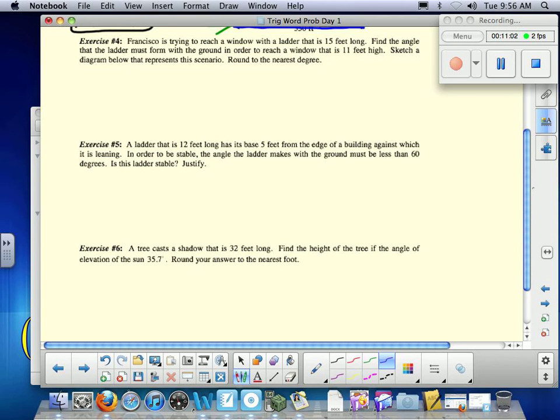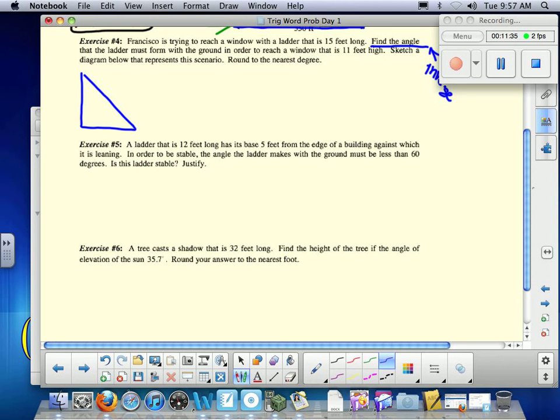Number 4, Francisco is trying to reach a window with a ladder that is 15 feet long. Is the window 15 feet long or is the ladder 15 feet long? The ladder, good. Find the angle, inverse again, very nice, that the ladder must form with the ground in order to reach a window that is 11 feet high. Sketch a diagram below that represents the scenario.